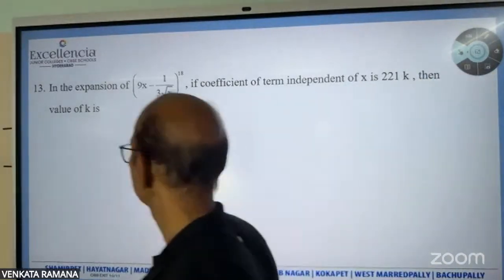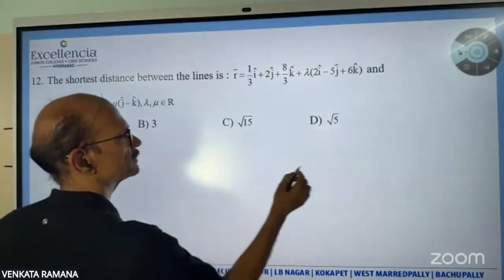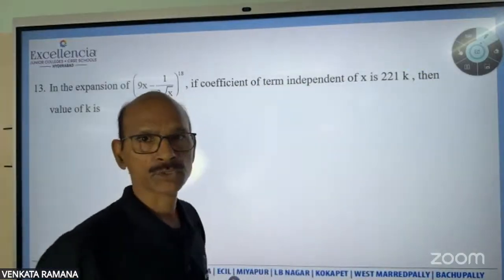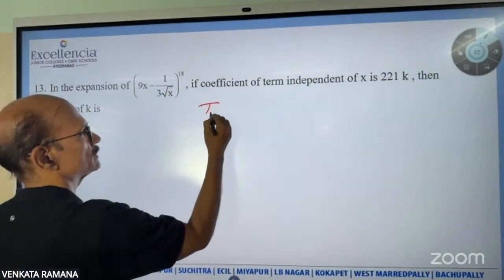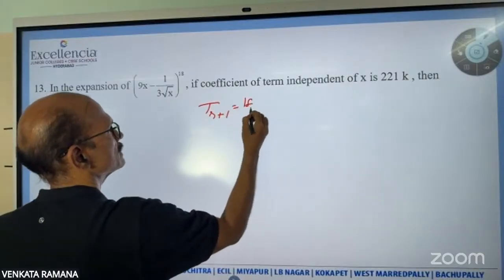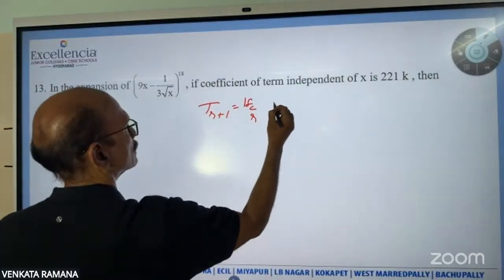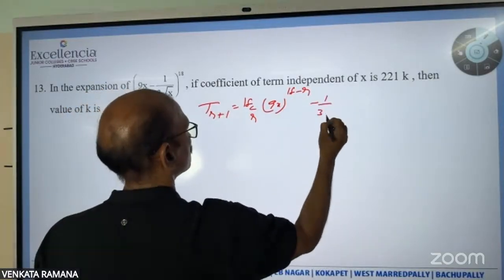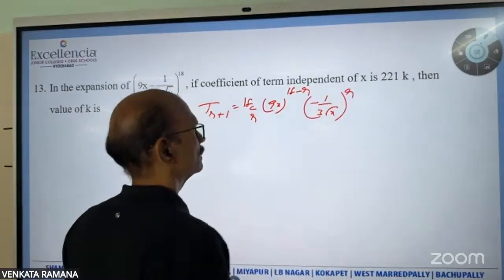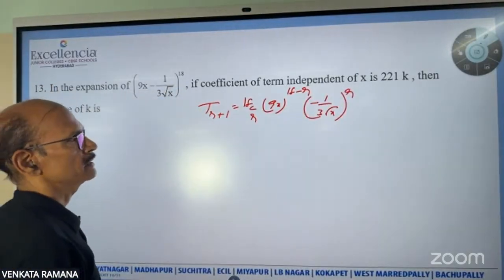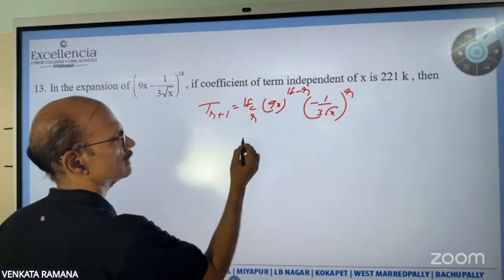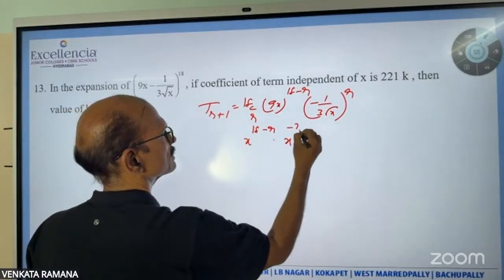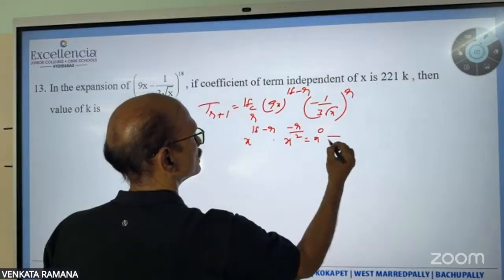See students, here let us write the (r plus 1)th term. So T(r plus 1) is equal to 18Cr (9x) to the power of 18 minus r times (minus 1 by 3 root x) to the power of r. So this is the (r plus 1)th term. And he's asking for the independent term. So the independent term is x to the power of 18 minus r and x to the power of minus r by 2 is equal to x to the power of 0.